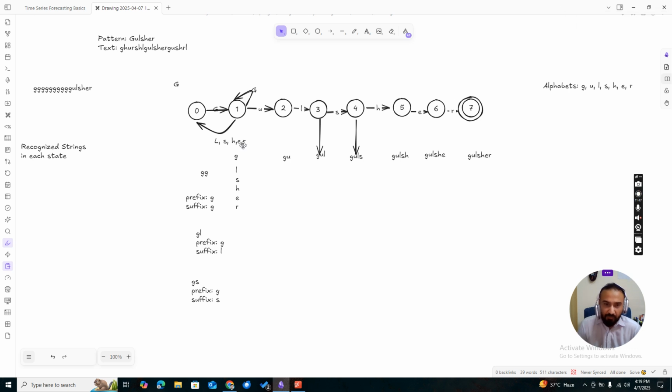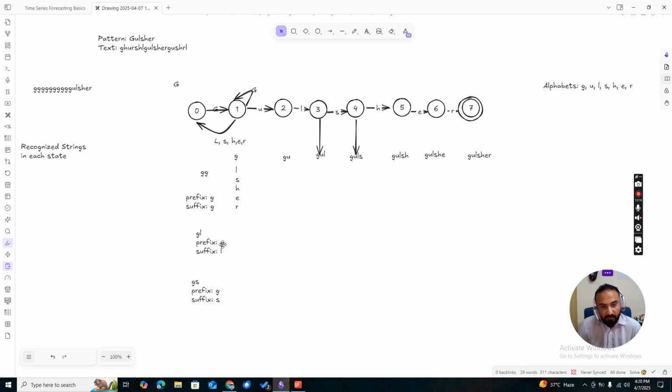But if instead of U, L, S, H, E, R or G occurs, what will the finite automata do? If G occurs, based on the matching prefix and suffix and its length, we will roll back to the first state, or it's a loop back. We are in the first state and we are looping back to the first state. So all the G's will loop back to the first state. Now, if we check the next possibility, what if L occurs?